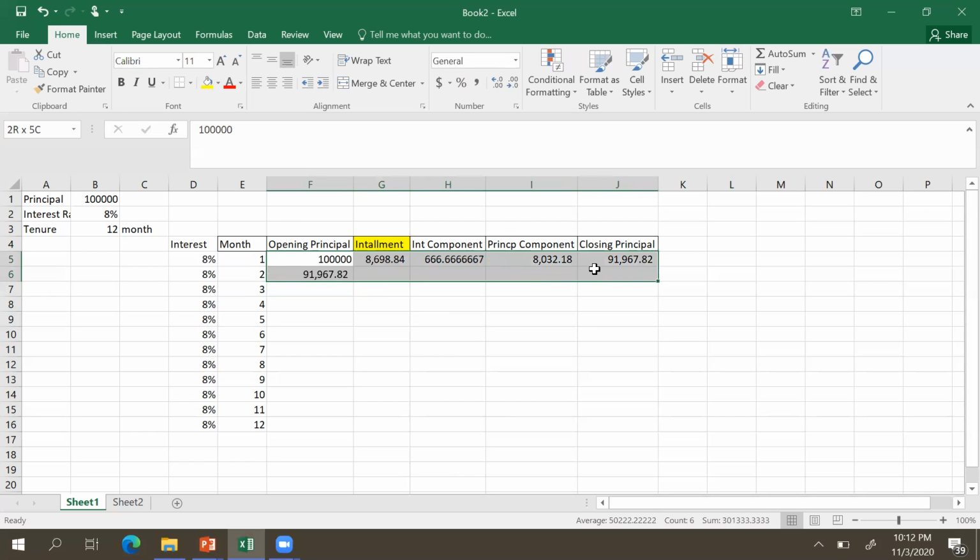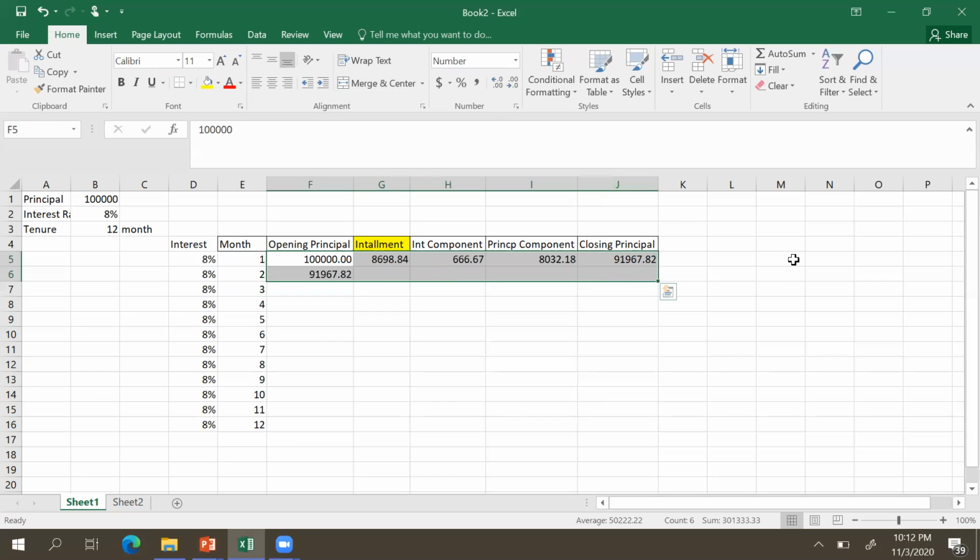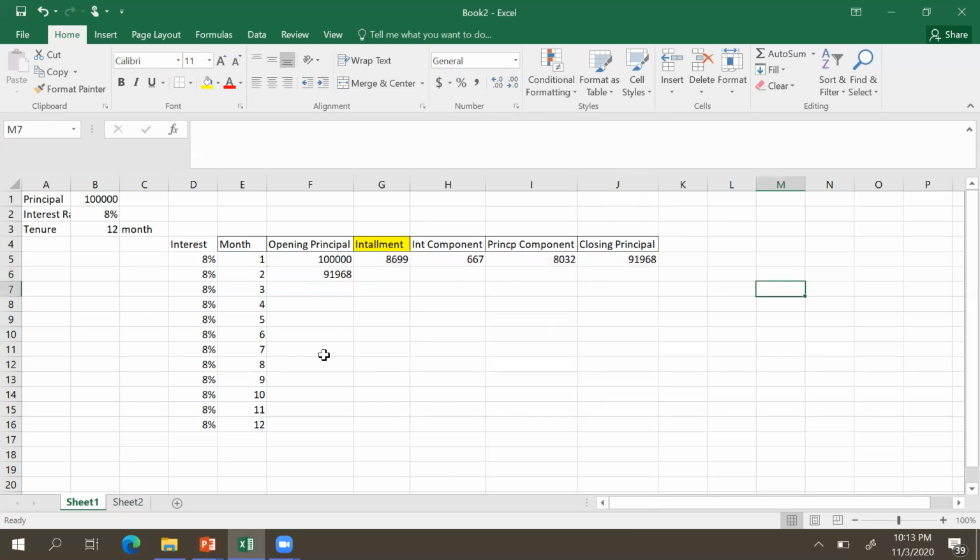Just a minute. I will convert them all to two-digit form. Okay, again I can ignore the decimals also. What I will do is this, so it's better. Now, again for the installment, I will simply drag down the formula.